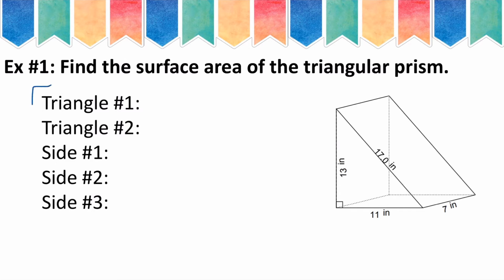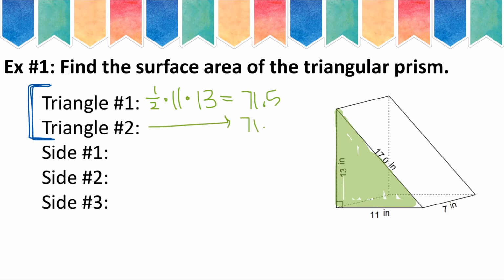Now the good thing is that the 2 triangles are always going to have the same area. So let's find the area of one of these triangles. The area of a triangle is always 1/2 base times height. So for this triangle, I'm going to go 1/2 times 11 is the base, and 13 is the height. So 1/2 times 11 times 13 makes 71.5. And remember, the second triangle is always going to be the same.